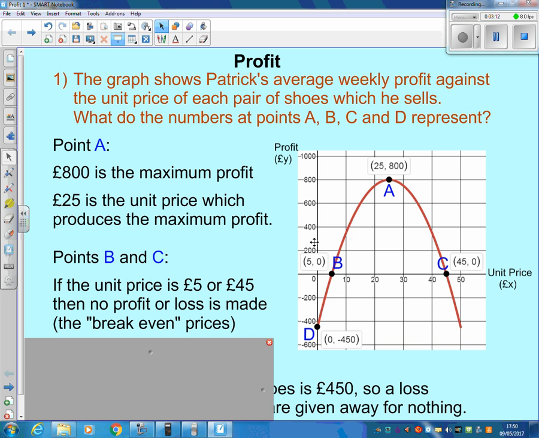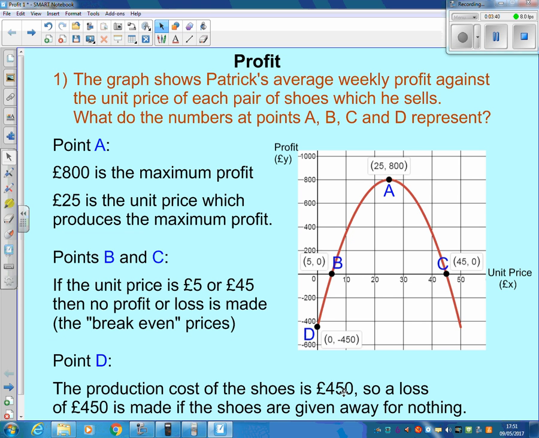Okay, let's look at D. At D, the X coordinate is 0. In other words, his unit price is 0, so he's giving them away for free. If he's giving them away for free, his income is going to be 0, and so what you're left with is his production costs. That means that at D, he's making a profit of minus £450, so his production costs must be 450. If he gives everything away for free, he's left with a loss of 450. That minus 450 represents a loss of 450.